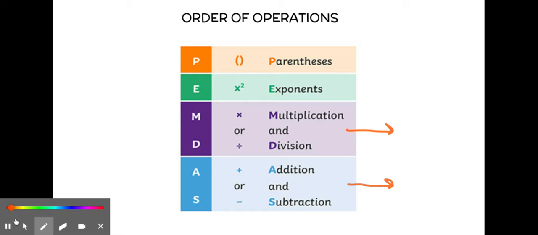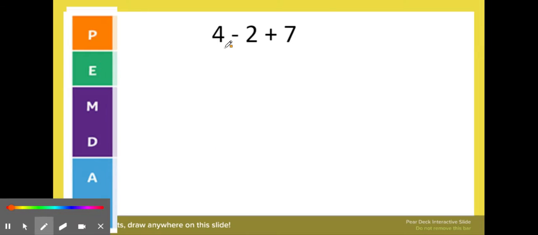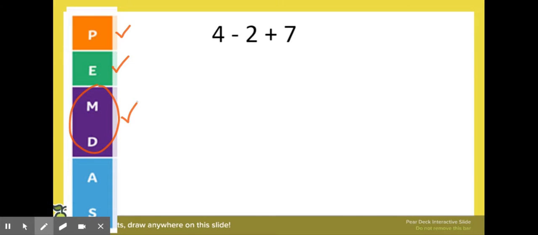So we went through a few examples. The first one is 4 minus 2 plus 7. And so we went through and we said, okay, are there any parentheses? I've done all my parentheses. There's nothing else there. Exponents, there are none, so that one's done. Multiplication or division, I don't have any of that, so I can check that one off. So then we came just to addition and subtraction.